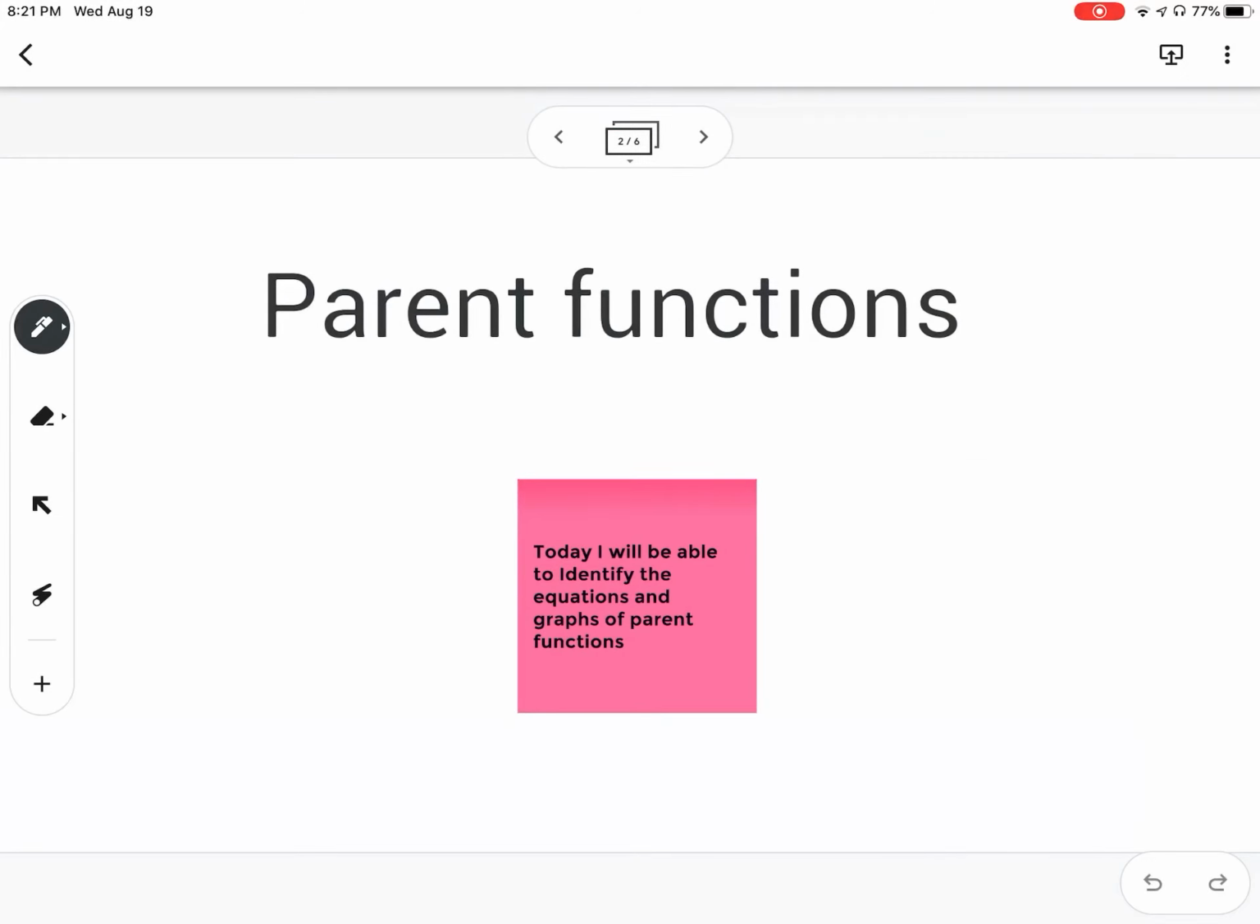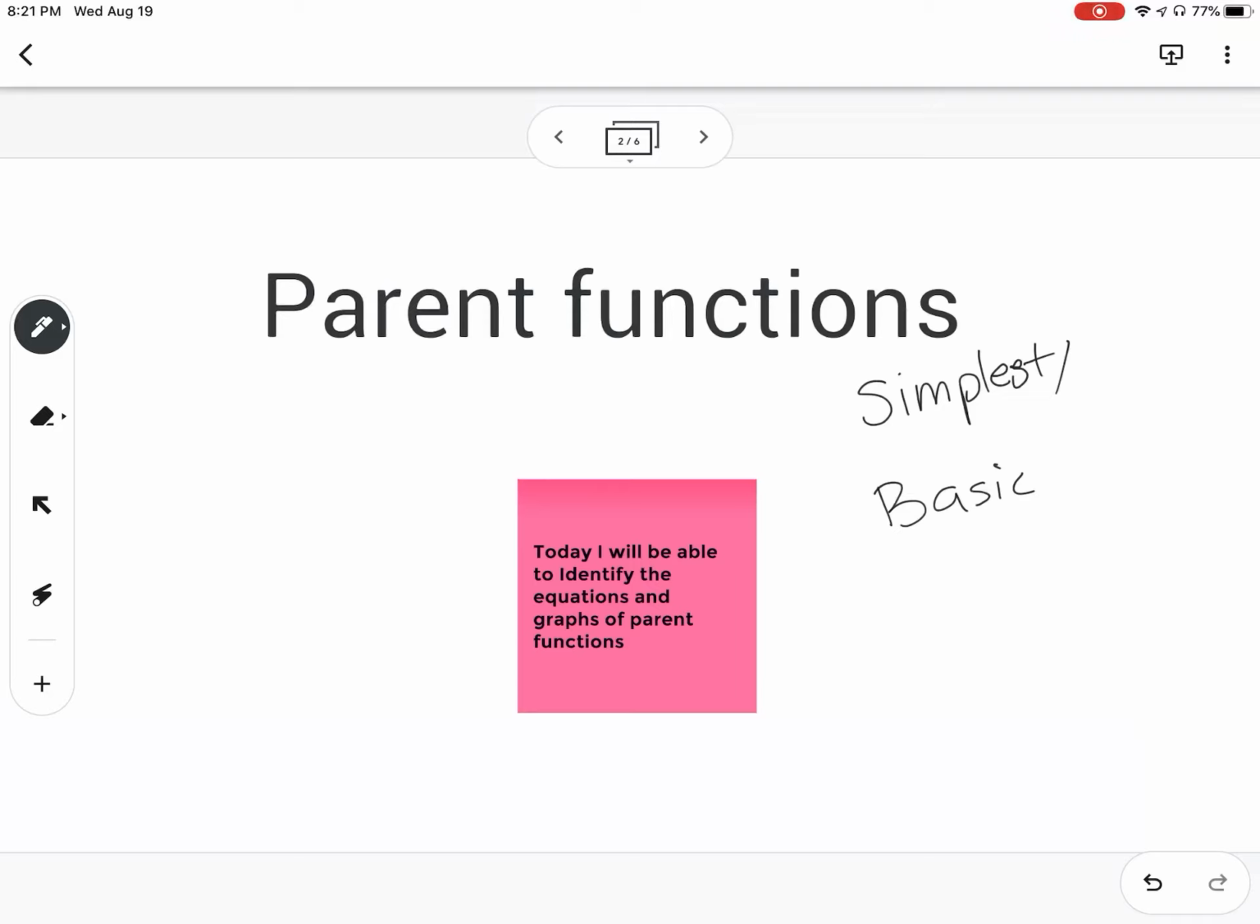Alright, so we're going to talk about the parent functions. Just a reminder, parent functions are the simplest form of each type of function that we talk about. It's the simplest or the most basic, right? There's no added numbers, there's no extra stuff, it's just as simple and clean as it could be.